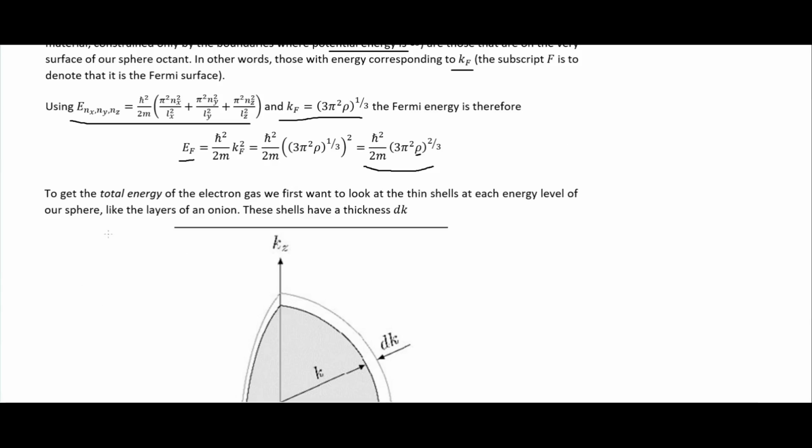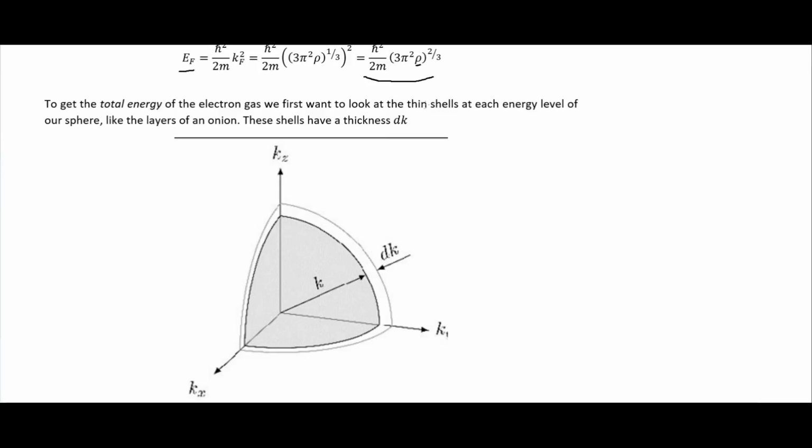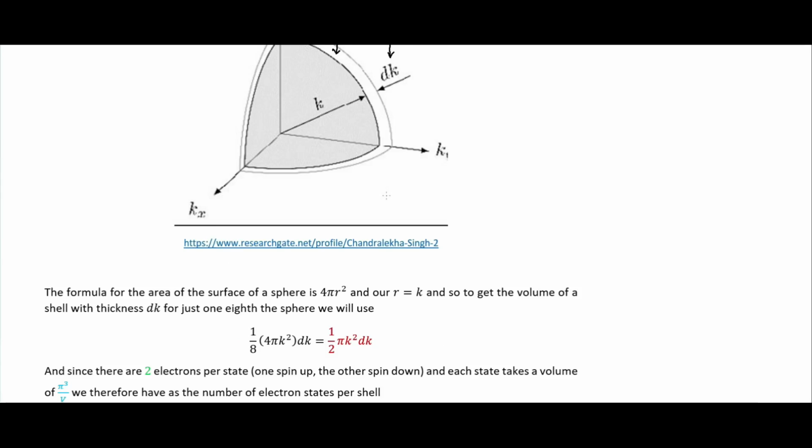So to get the total energy, we first want to look at thin shells of each energy level of our sphere, like the layers of an onion. We want to look at the energy at each layer. And each layer we can think of as being extremely thin. So this differential K, I mean, this shows it as pretty thick just so you can actually see it. But we want to think about this differential K: shells of our sphere octant that are the thickness of that differential K.